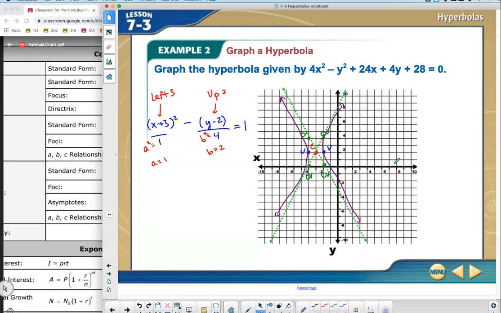If you needed to write the asymptote, it's just because this is so important for asymptotes to know this, I'll put it in there. It's y minus k, so it'd be y minus 2 equals plus or minus the rise quantity, which is 2, over the run, which is 1. 2 over 1 is simply 2 times the x minus h, x plus 3. Those would be the equations for your asymptotes.